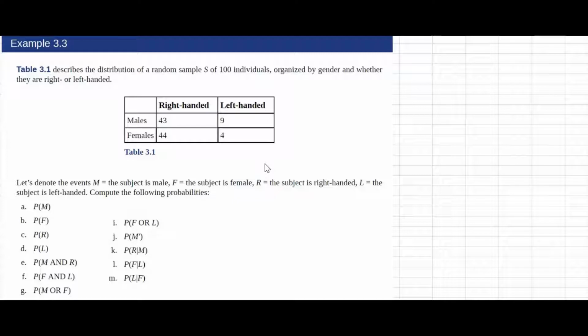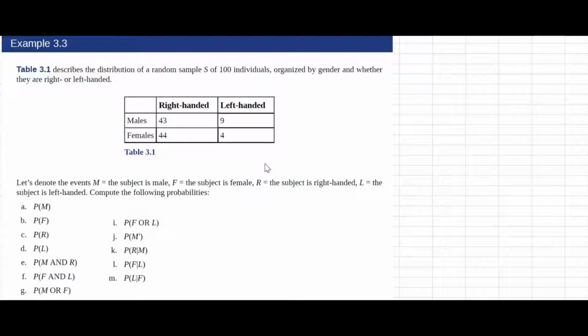Let's denote the event M is the subject is male, F is the subject is female, R the subject is right-handed, L the subject is left-handed. We want to compute the following probabilities. Before we start computing the probabilities, let me explain this contingency table.